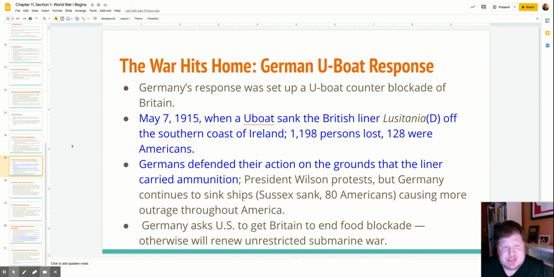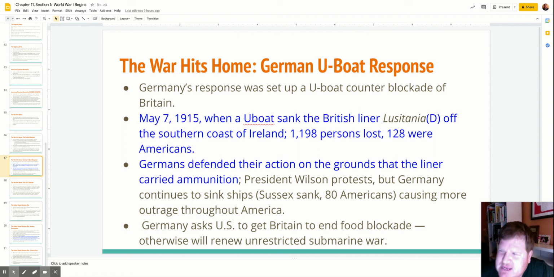What happens is May 7th, 1915, a U-boat sank a British liner. And again, this is the Lusitania. You're going, it's not an American liner. Okay, you're right. It's not American. But it was off the southern coast of Ireland, and it killed or lost over 1,100 people. 128 of them were Americans. And so that eventually upset America when that got back. Oh my goodness, 128 Americans died.